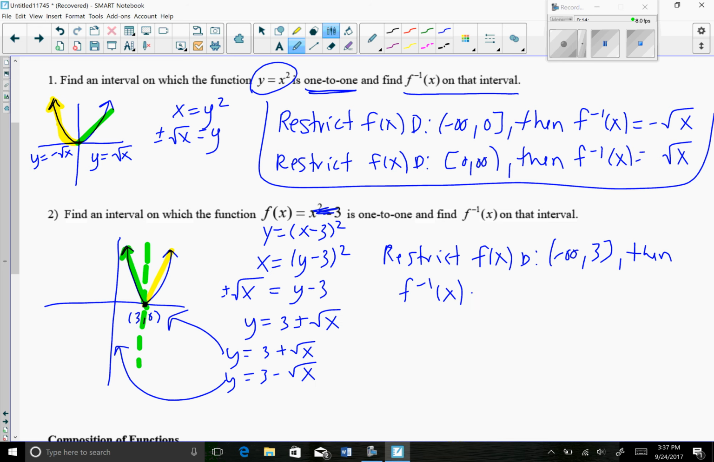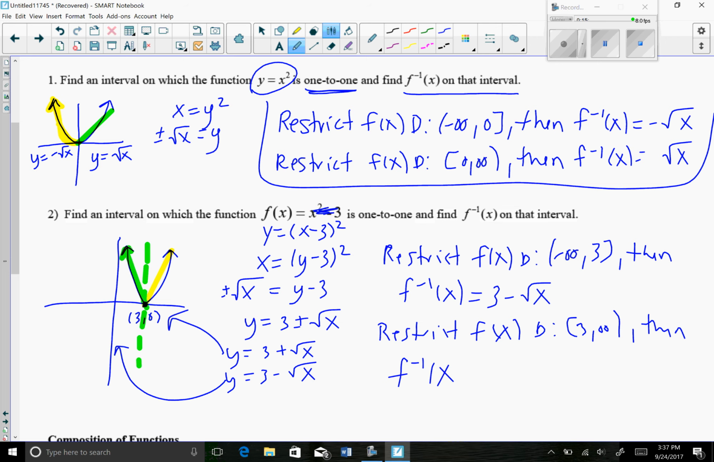Then f inverse of x would be equal to the negative square root, so 3 minus the square root of x. So that's one possible answer. Or we could say restrict f of x's domain to [3, infinity), then f inverse of x would be equal to the positive square root, so 3 plus the square root of x.